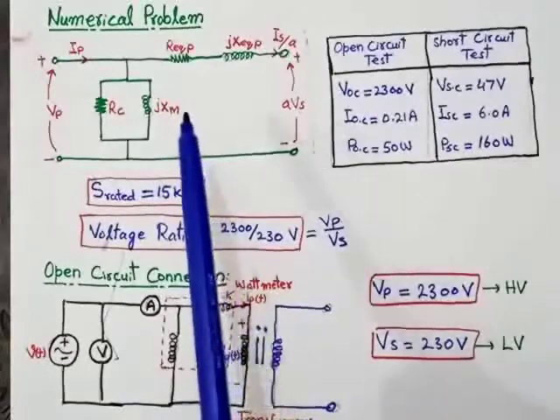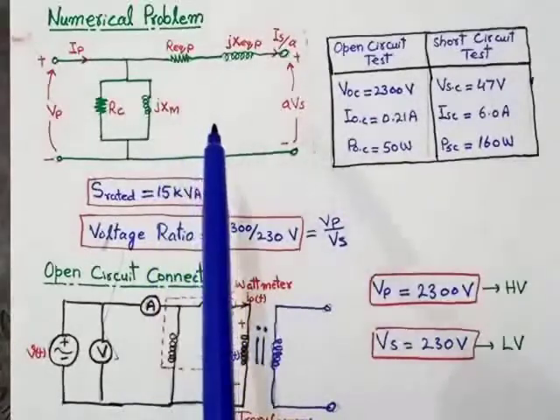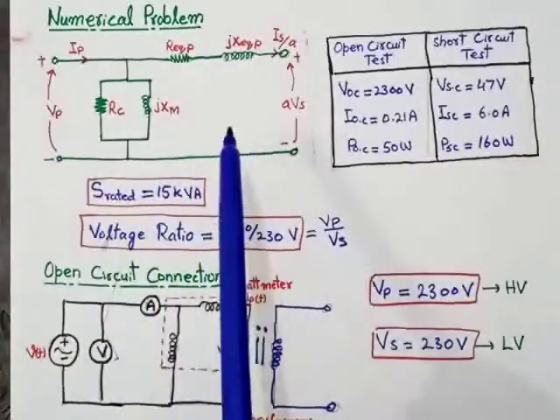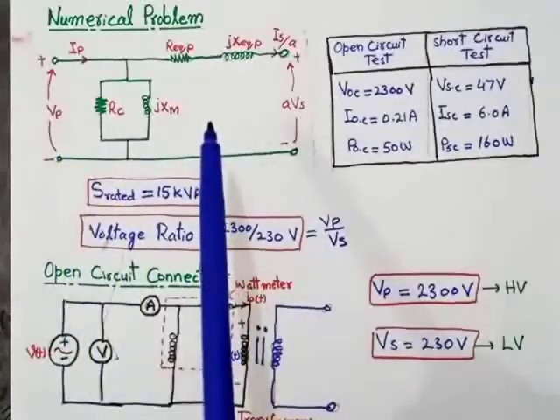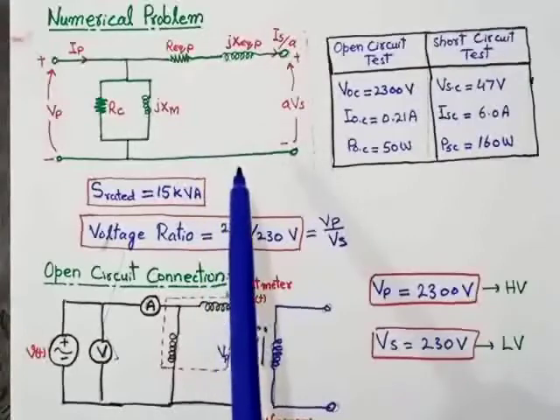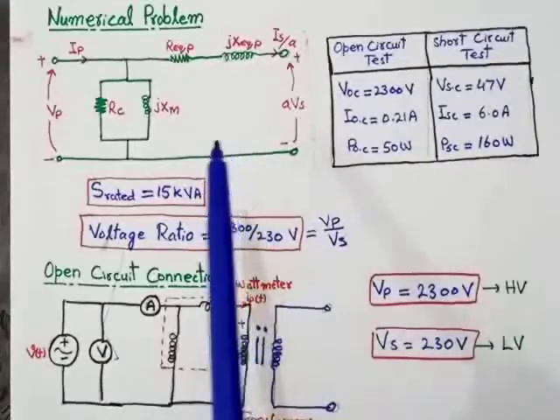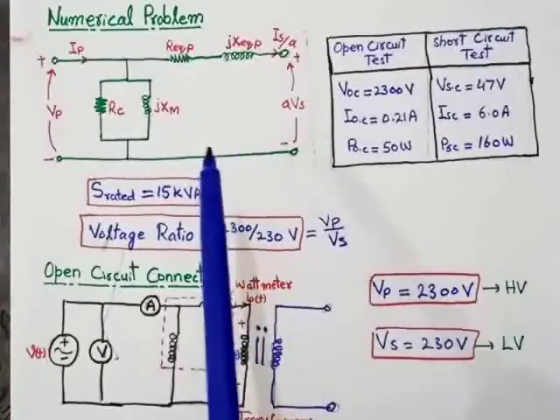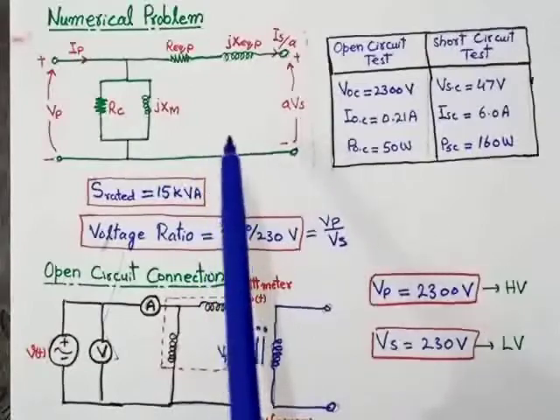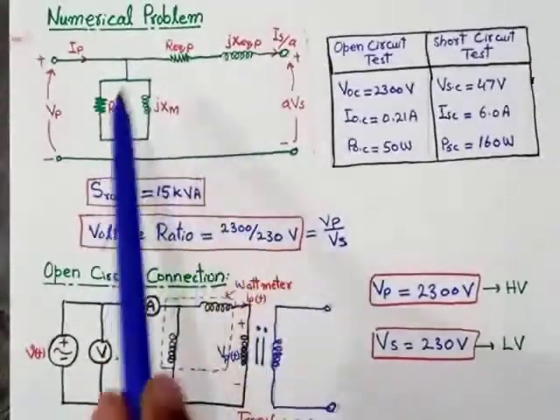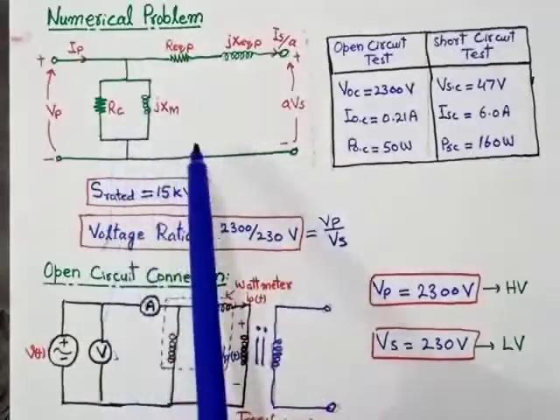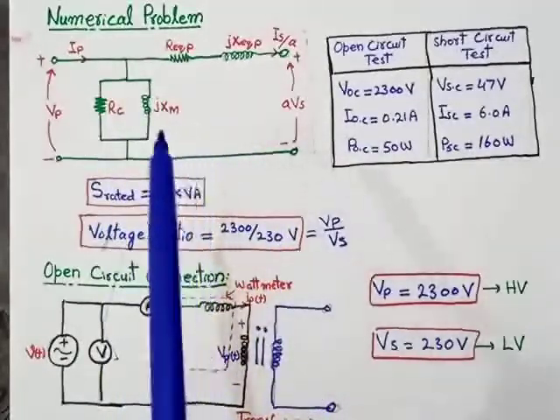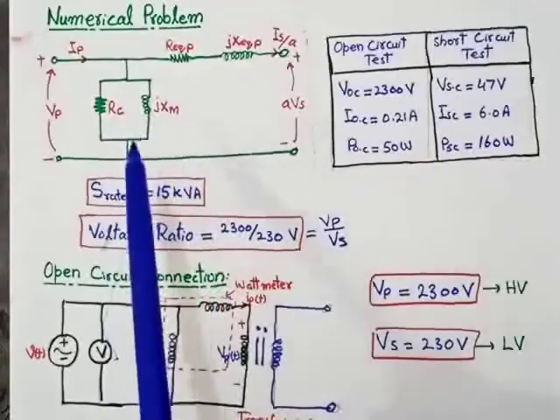So this is the approximate equivalent circuit referred to the high voltage side of the transformer, or the primary side of the transformer. Part 1 of this particular problem is to find the equivalent circuit. So this is the equivalent circuit referred to the high voltage side. High voltage side means referred to the primary side of the transformer.